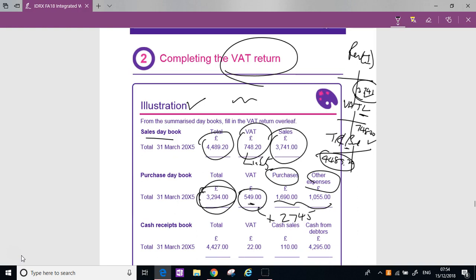A normal person wouldn't be able to do that. They would just be paying that off to the government. But you can claim that back, so that is an asset, a current asset. So a VAT current asset of 549.